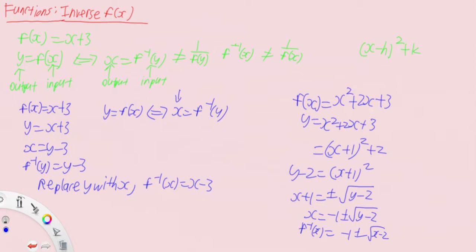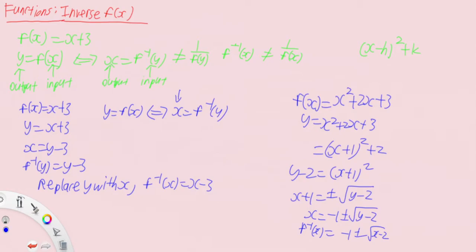Now here's the problem. There's a plus minus inside the function, right? So how do you get rid of it? And the answer is actually going to be the next part of the video: the conditions for an inverse function to exist.